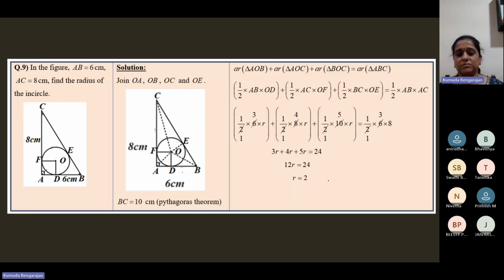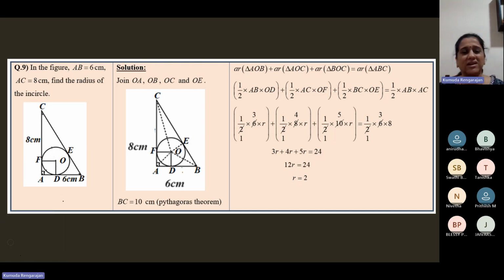Area of triangle AOB plus area of triangle BOC plus area of triangle AOC is equal to area of triangle ABC. And for each of the triangles, you know the altitudes. Radius is perpendicular to tangent. So that method I've used here.